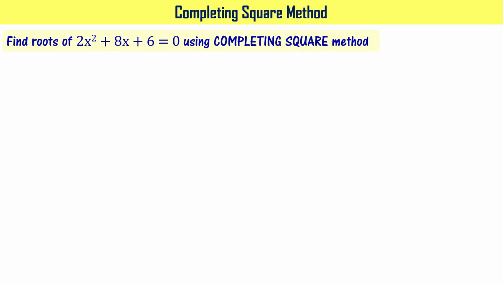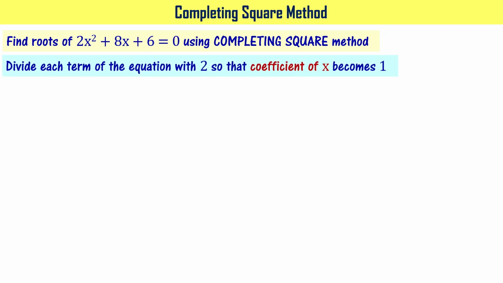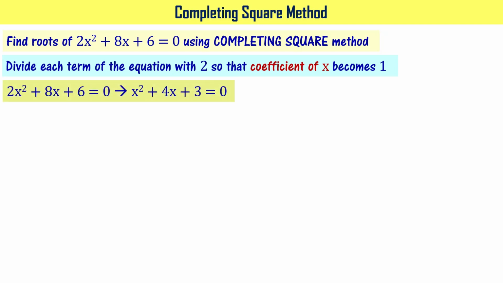Now let's learn about completing square method by attempting one problem, that is 2x square plus 8x plus 6 equal to 0. Let's find roots of that equation using completing square method. Let's first divide each term of the equation with 2 so that the quotient of x becomes 1. You try to get quotient of x equal to 1 in most of the problems. When you do that, you get the quadratic equation as x square plus 4x plus 3 equal to 0, right?